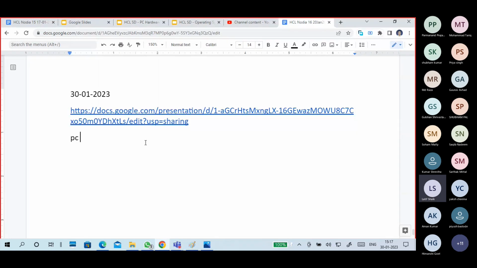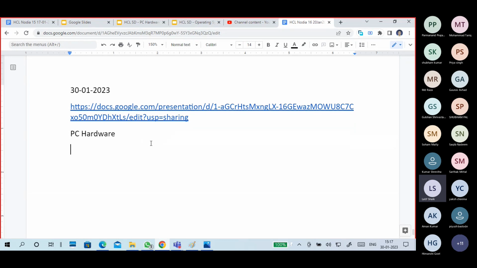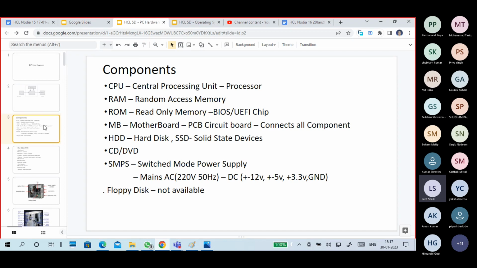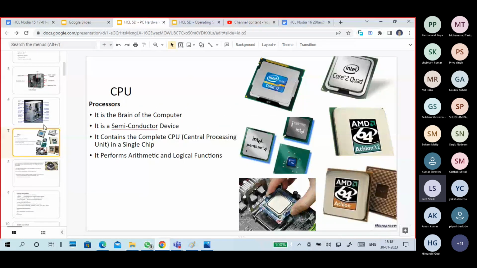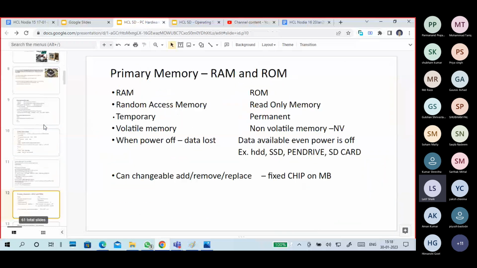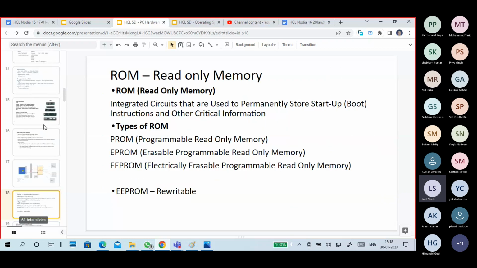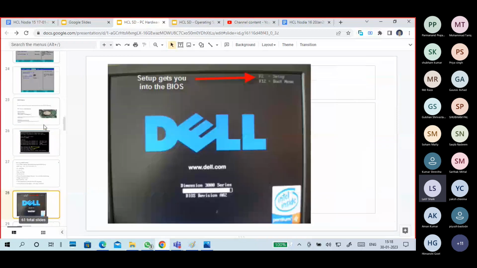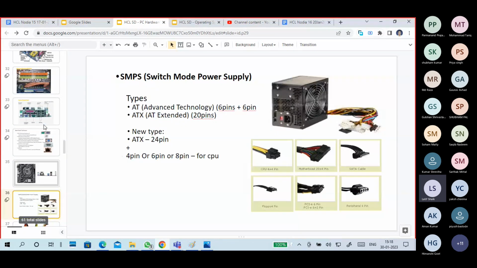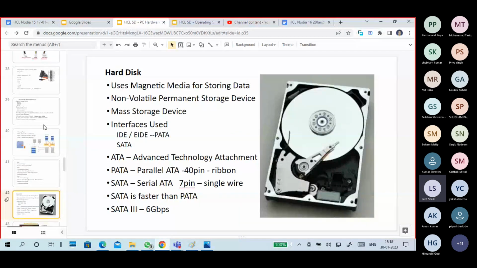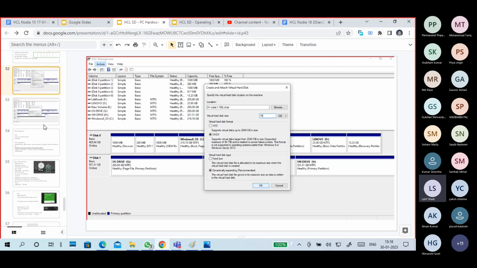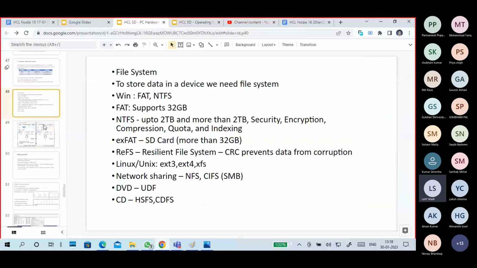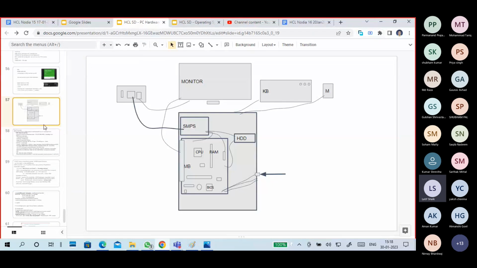Okay, guys, this is about a PC. So first of all, we'll discuss the PC hardware components, then your CPU one by one. Mainly, out of the PC hardware components: first CPU, RAM and ROM, and what is RAM, and about ROM, BIOS settings, CMOS battery, motherboard, SMPS, and storage. In the storage, mainly hard disk and SSDs. Then MBR, GPT, file systems.